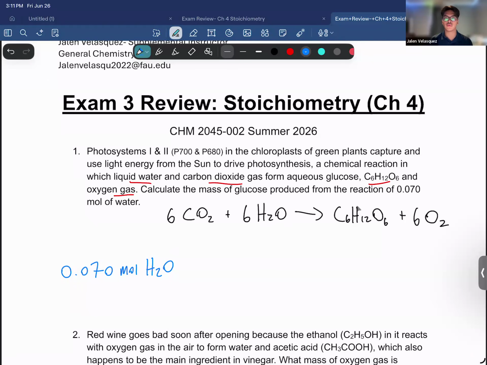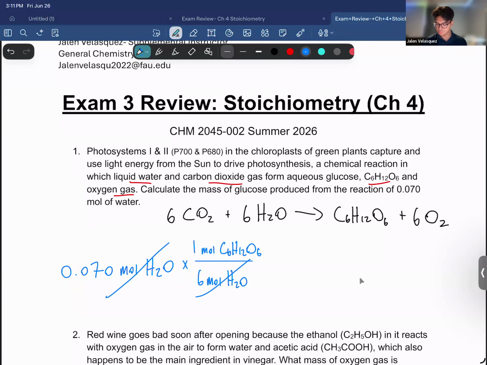So we're in the moles of water. How can I get to the moles of glucose? We do that by using the mole ratio, right? The mole ratio comes from the balanced equation, right? So this equation says that we have 6 moles of water to 1 mole of glucose. That is our mole ratio, right? So I want the moles of water to cancel. I'm solving for the moles of glucose. So at this point, the moles of water cancel off.